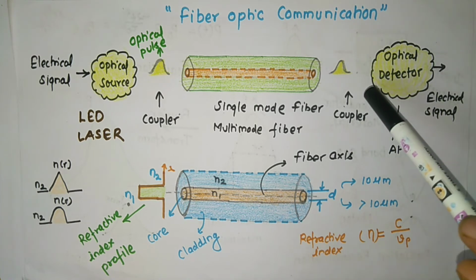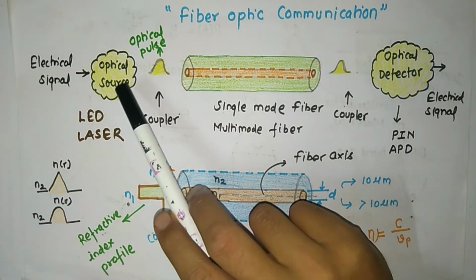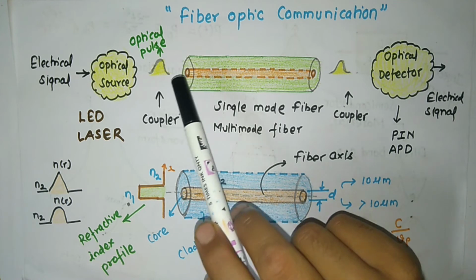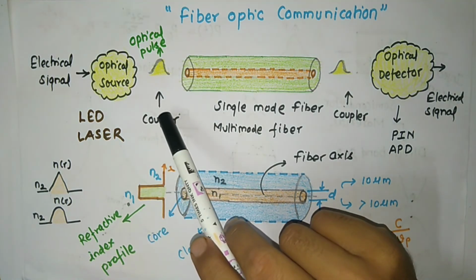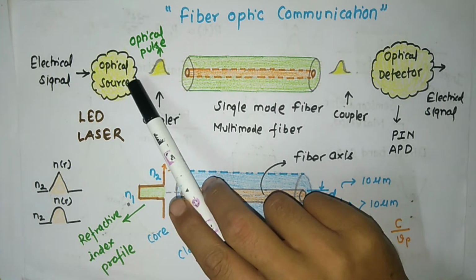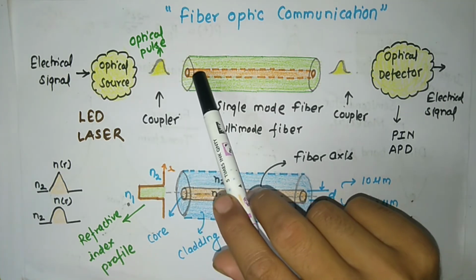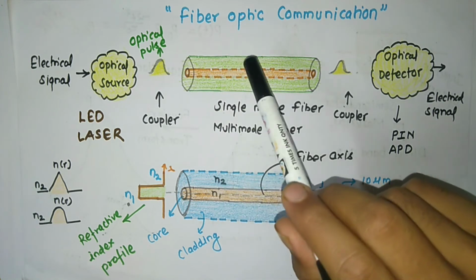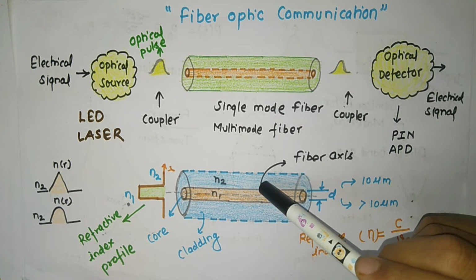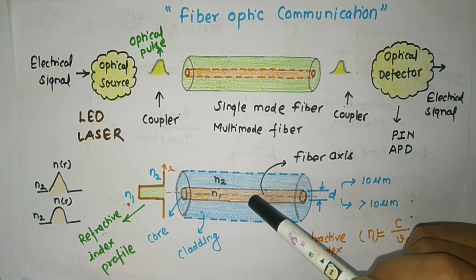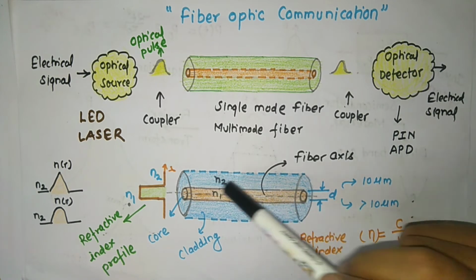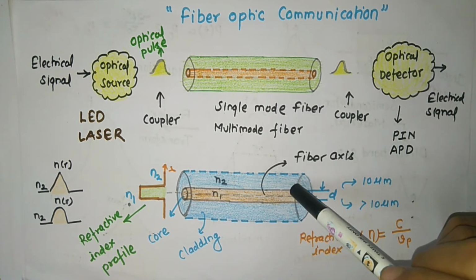But in the case of optical signal, if you want to launch a light from optical source to optical fiber, you need another component that is known as coupler. So coupler is the device which couples the light from the optical source to optical fiber. So let's talk about the optical fiber. You can see the geometry of the optical fiber, and in this optical fiber there are two regions. One is core region, another one is cladding region.